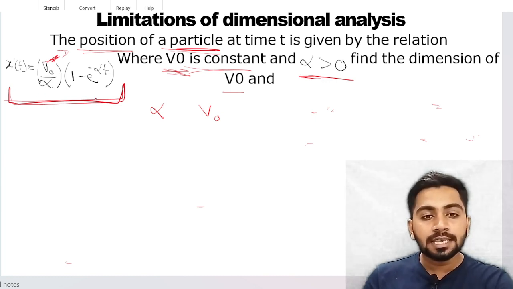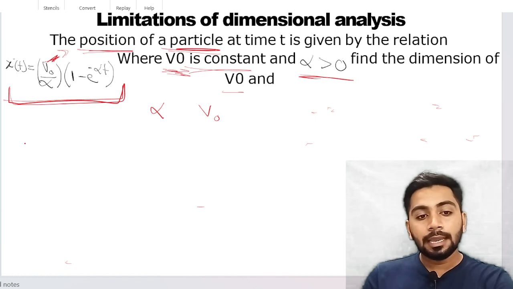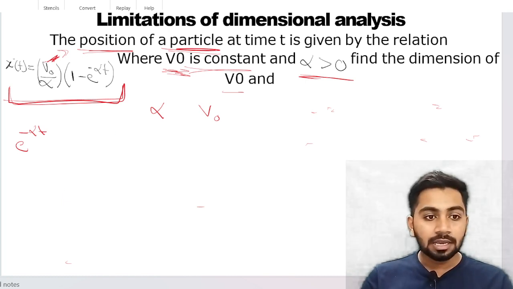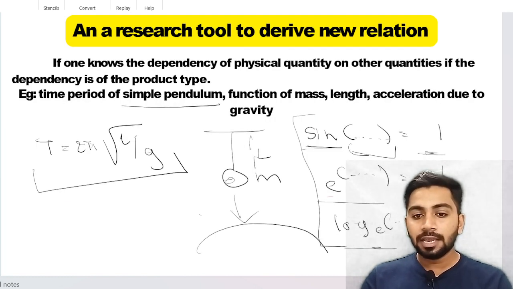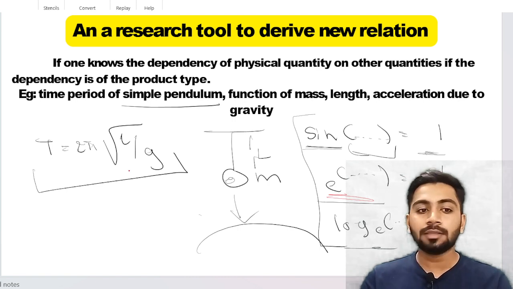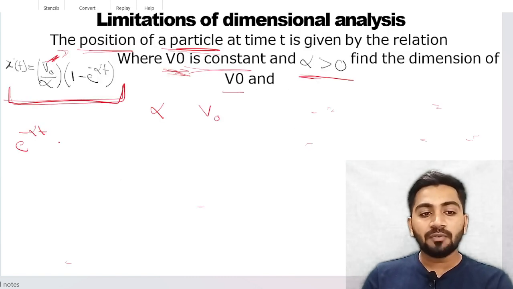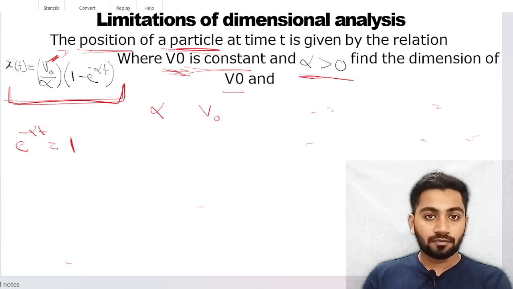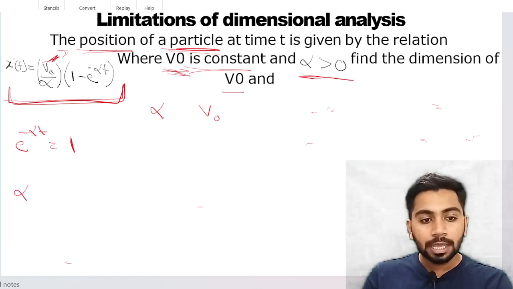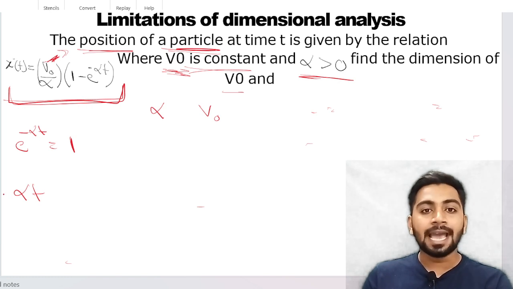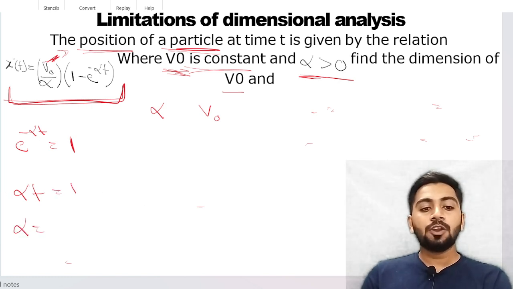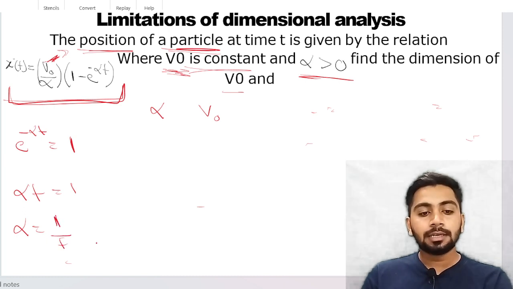If you closely see this one, e to the power of minus alpha x, you have a small trick. This is basic. e to the power of anything is dimensionless, equal to 1. If you have this kind of function, you write only the power, not the sign, equal to 1. Now we want this value. I will send this t downside.